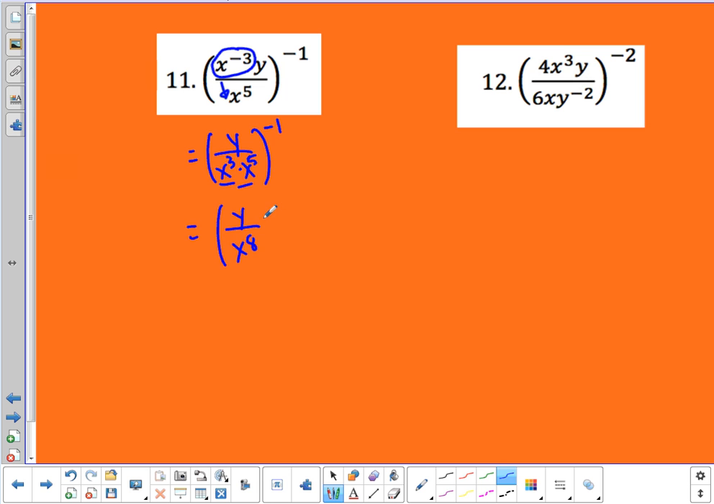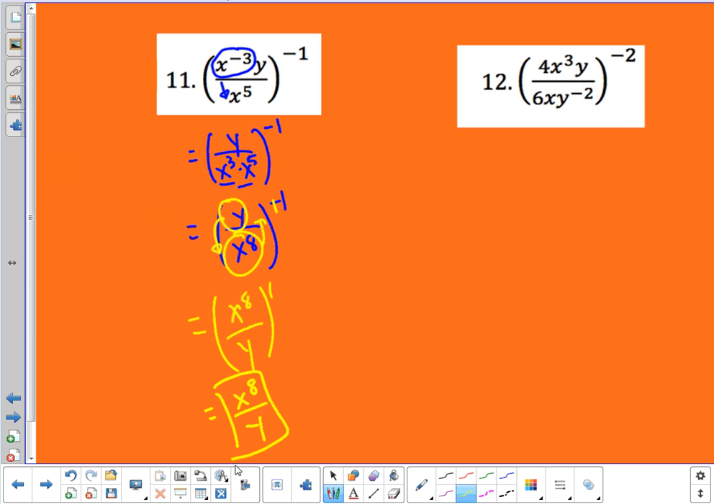And that whole thing is raised to the negative 1st power. So now let's take care of that negative 1 power. This comes up, this goes down, this becomes positive, so that's x to the 8th over y, all raised to the 1st, which we know doesn't change our answer. That's just x to the 8th over y.